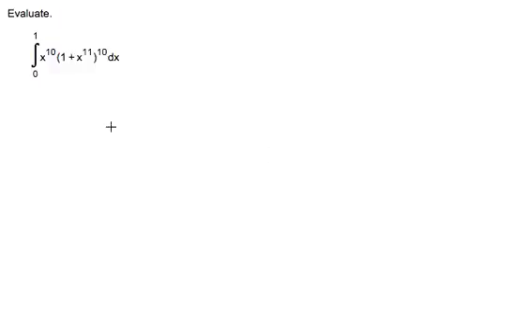So in this problem we want to integrate from 0 to 1 x to the 10th times 1 plus x to the 11th, all to the 10th. This is rather complex, so we're going to have to use a u substitution. If we let u be the inside function here, I'm going to go with 1 plus x to the 11th, because all of that is being raised to the 10th power right here.